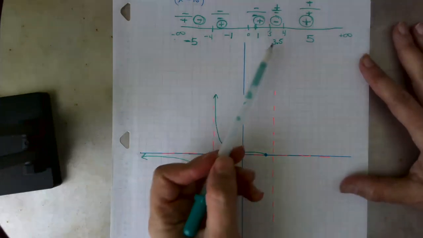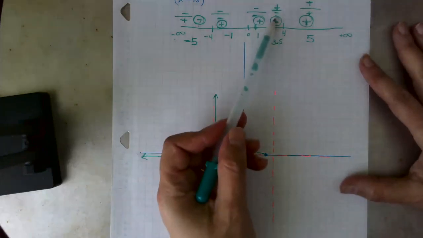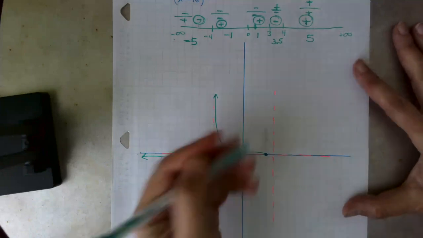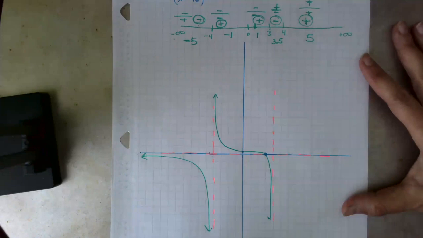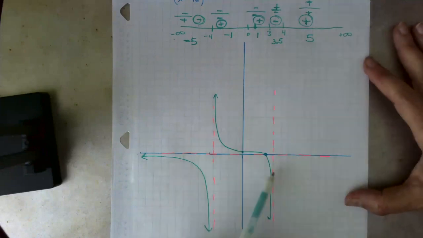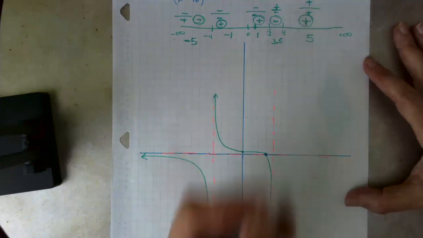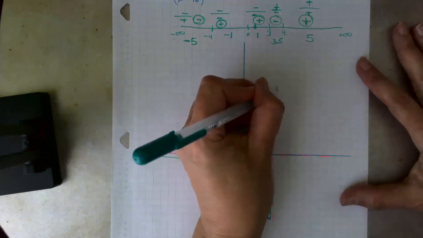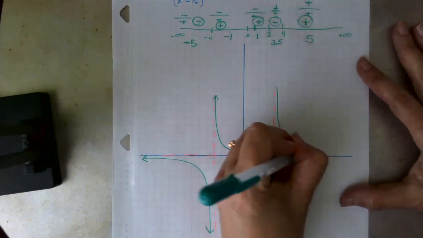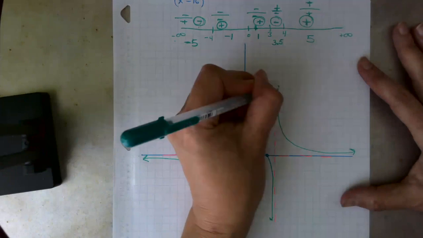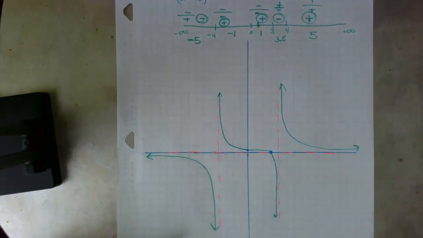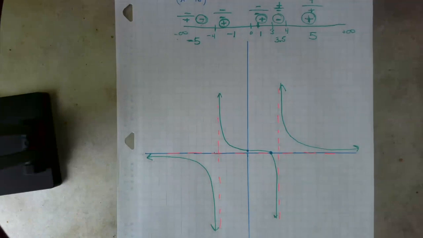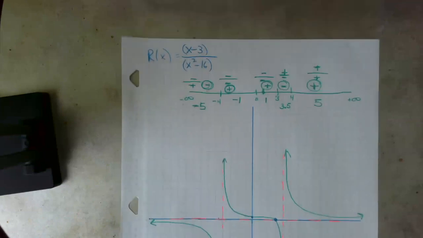And now in the 3 to 4 range, things went negative. So there's me approaching that asymptote. And then finally over here in my 4 to infinity range, everything's positive. So again, I'm coming down from that asymptote and being bounded by that asymptote. And you can see how important the asymptotes are. And that is my picture of that rational function.